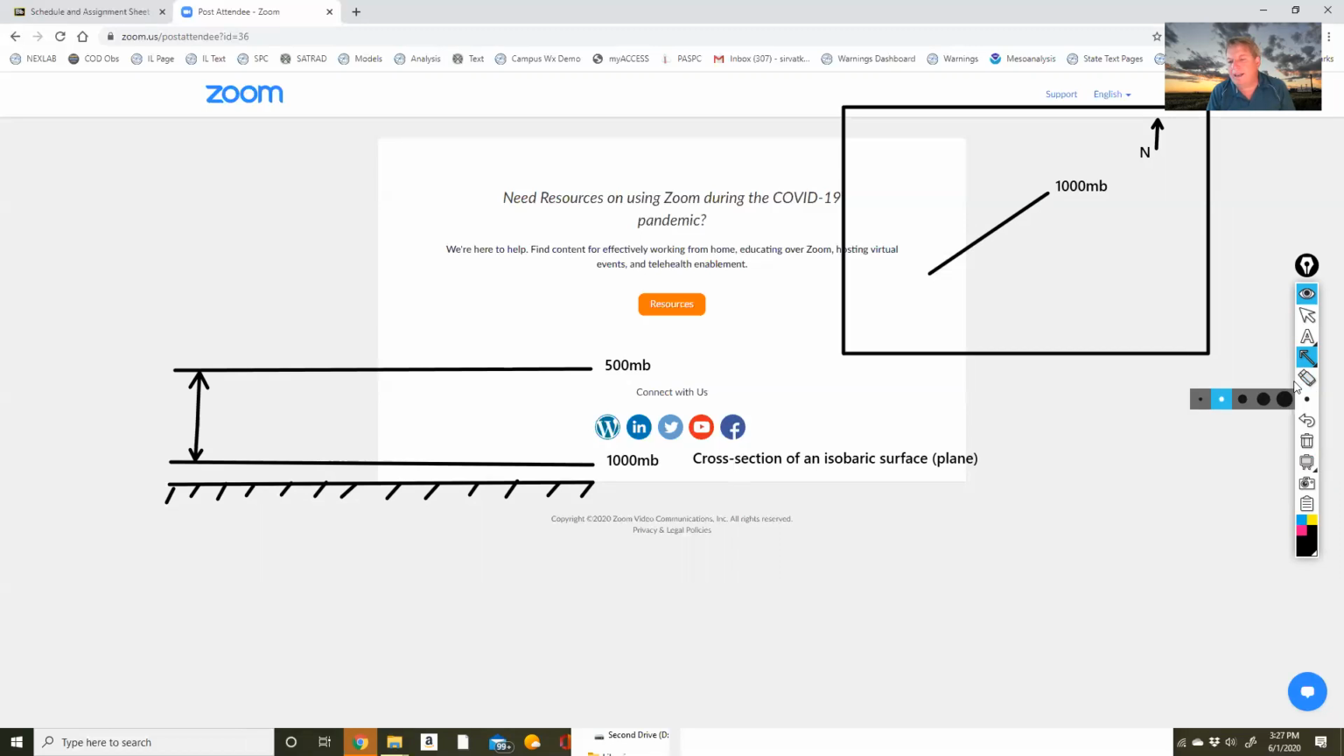Here's the thing. What if, and this time instead of drawing the whole person, I'm just going to draw my head. Okay, what if I'm standing there? How much air is above me? Now you could say above me, that's my head, is 1,000 millibars. But really what you should say is how much air is above me when I'm standing at the ground? The answer is all of it. When I'm at the ground, how much air is above my head? All of it. All of the atmosphere is above me. And how much is that putting pressure on? About 1,000 millibars worth.